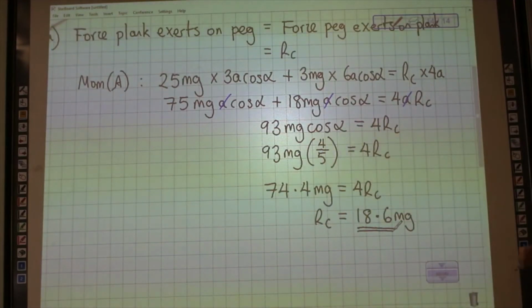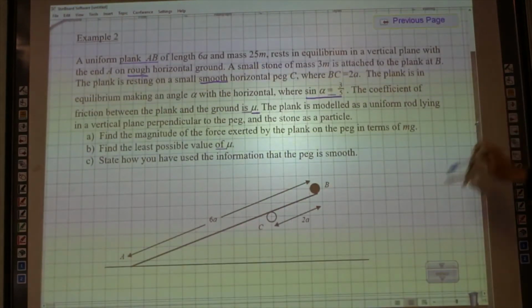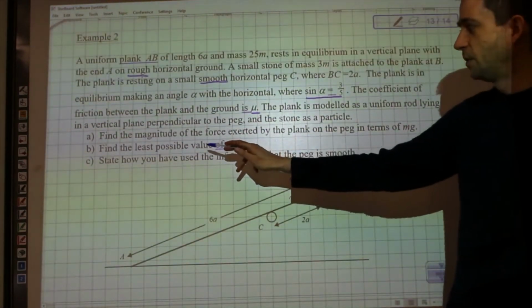And that is part A done. Okay. So, part B then, what's part B asking me? Find the least possible value of mu.